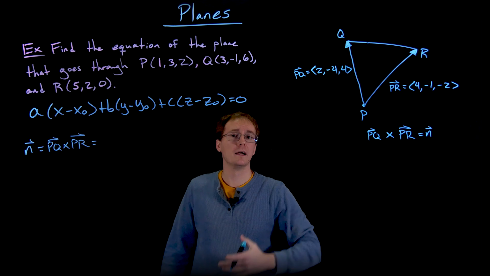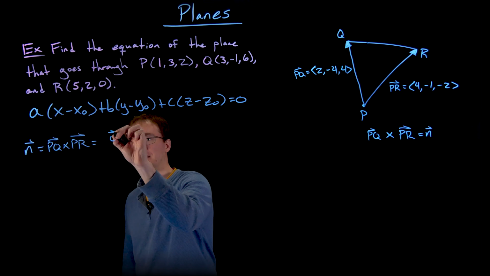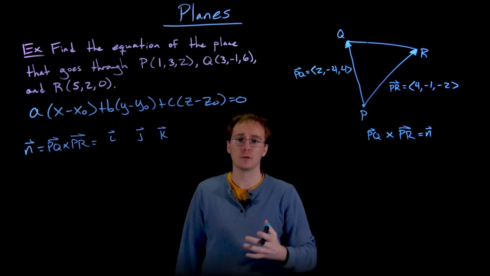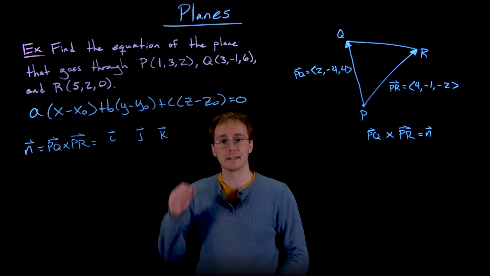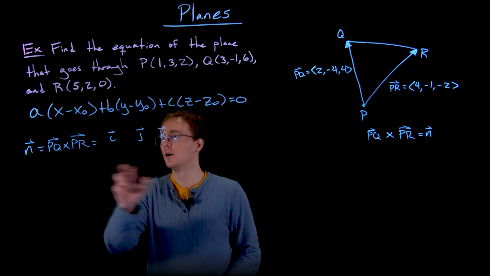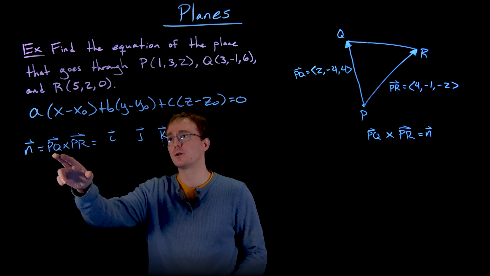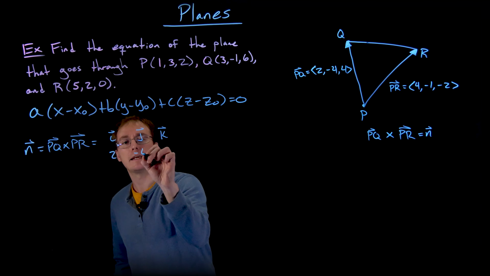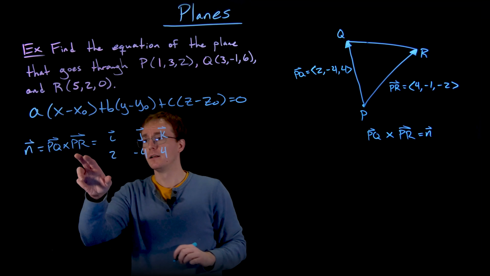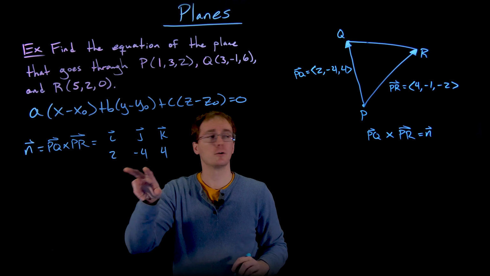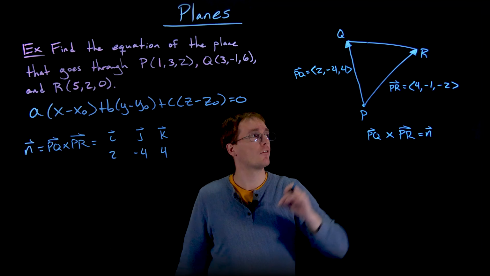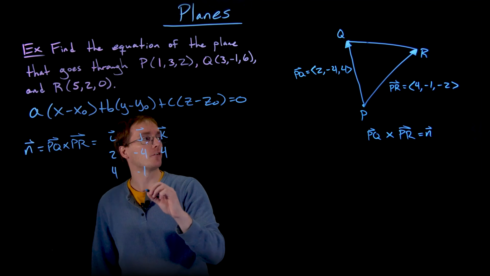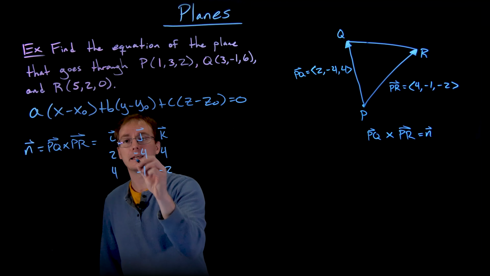And so remember, one way to compute a cross product is using a 3x3 determinant. In the top row of our 3x3 determinant, we place the basis vectors i, j, and k. For the second row of our determinant, we enter the components of our first vector, the PQ vector, and those components were 2, -4, and +4. The final row of our 3x3 determinant comes from the components of our second vector in our cross product, our PR vector, which has components of 4, -1, and -2.